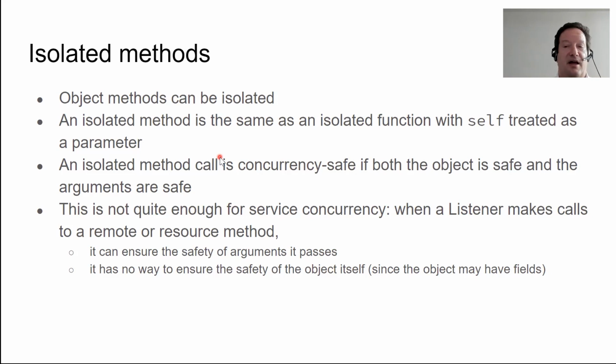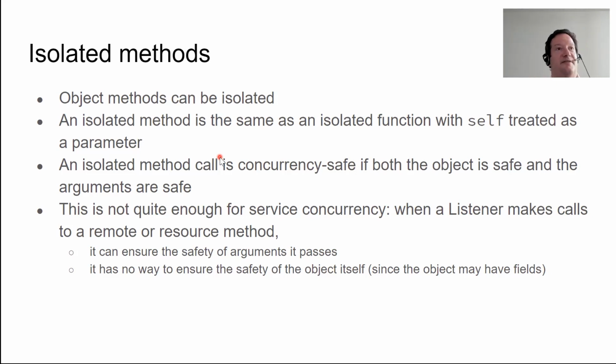So when you have an isolated method, you can think of self as being an implicit parameter that's passed through. Method calls are really just a fancy syntax for that. When I do x dot foo, I'm just passing in x as a parameter. So if you apply the isolated function concept to methods, what that gives you is that self is basically like a parameter.